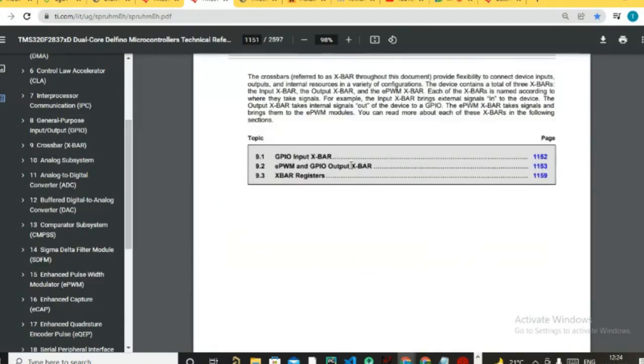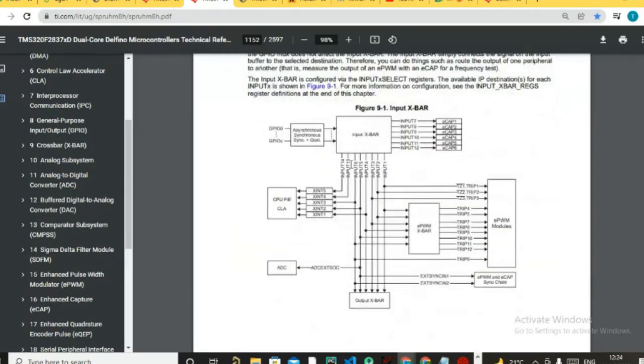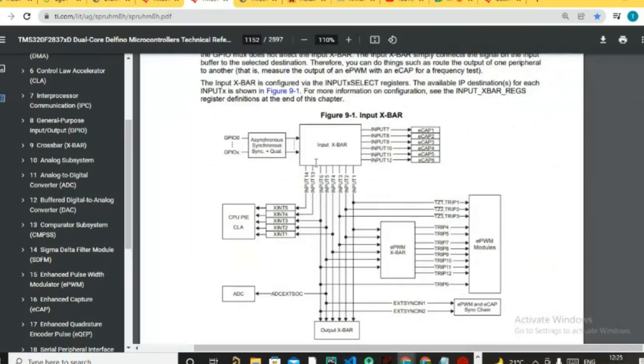so from here you can see this is a basic crossbar configuration. Into this crossbar, your signals are routed from input to output, and certain signals are routed from EPWM. So from EPWM, you can as well route your signal to the EPWM crossbar, which are also the trip signals. And then you have certain external synchronization signals and external interrupt signals as well. And these inputs can also be connected to the eCapture module.